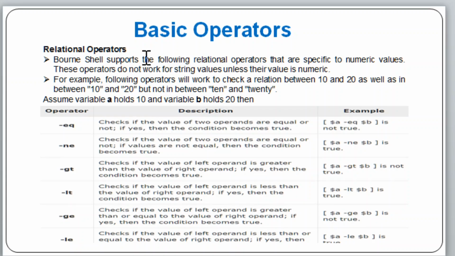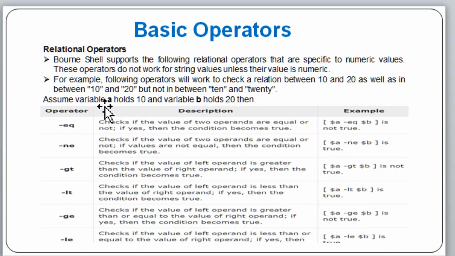We also have relational operators. So Bourne shell supports the following relational operators that are specific to numeric values. These operations do not work for string values unless their variables are numeric. For example, following operators will work to check a relation between 10 and 20, as well as in between 10 and 20, but not in between 10 and 20. Okay, so all that's saying, guys, is it's going to check the integer values 10 and 20, but not the string values ten and 20, okay?